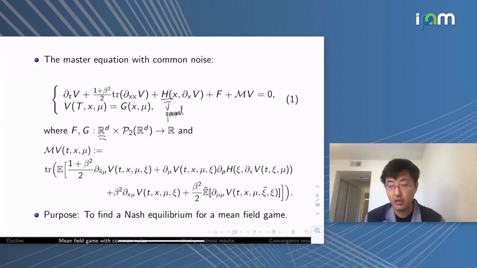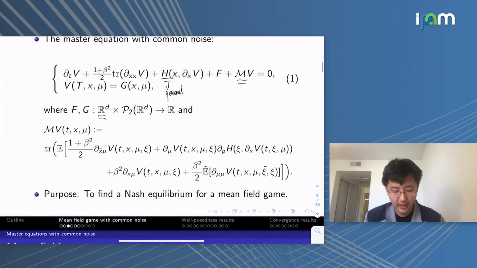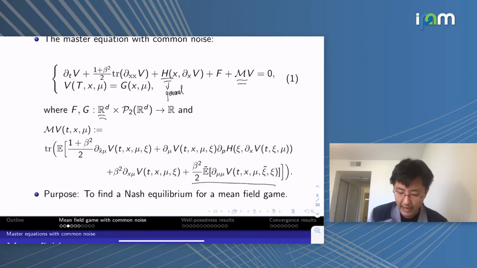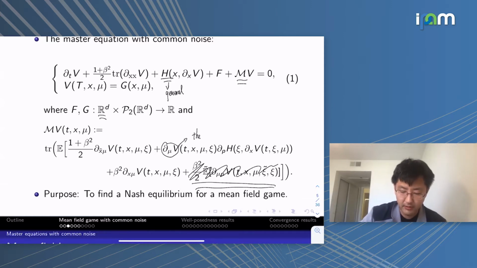Then we have a lot of non-local terms due to the presence of the individual noise and the common noise, and also the drift. Because it involves the common noise, we have this second order term with respect to mu. It is not hard to see that if beta is equal to 0, meaning there is no common noise, then you do not have this second order term. Also, I forgot to say what this partial mu is. Partial mu here is the Wasserstein derivative.